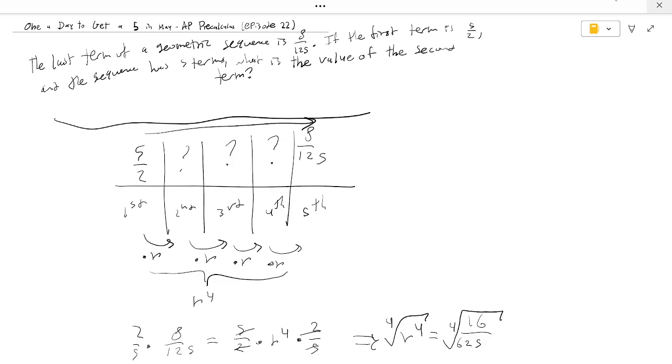Now, actually, technically, I think you could have 2 solutions. What this implies is that r is plus or minus, because we have the fourth root, which is even, of 2/5, because this is the 4th root of 16 over the 4th root of 625, with plus or minus. Let me show you how that works.